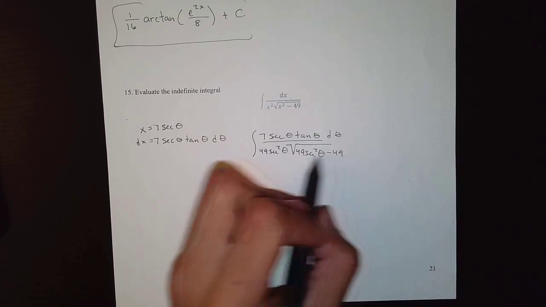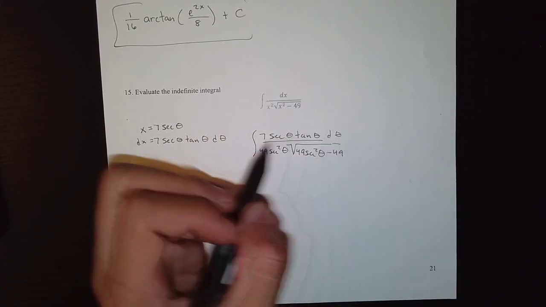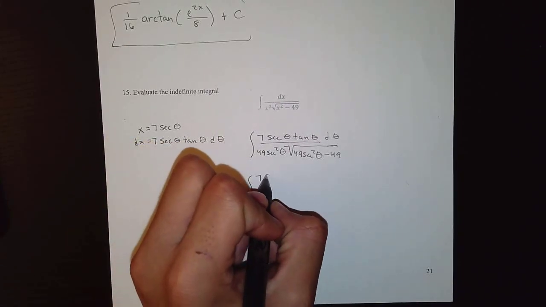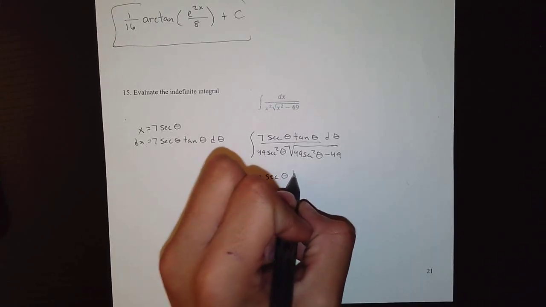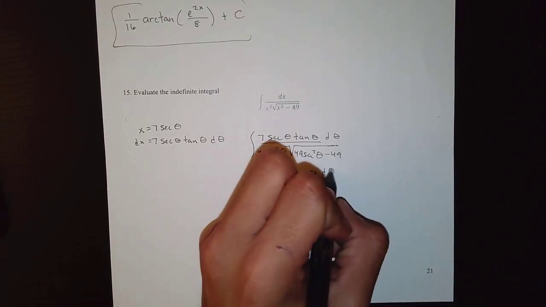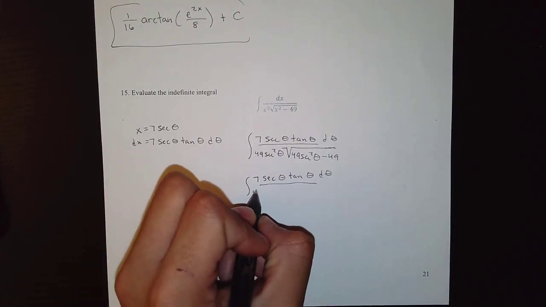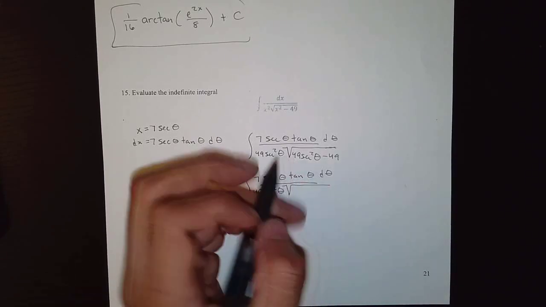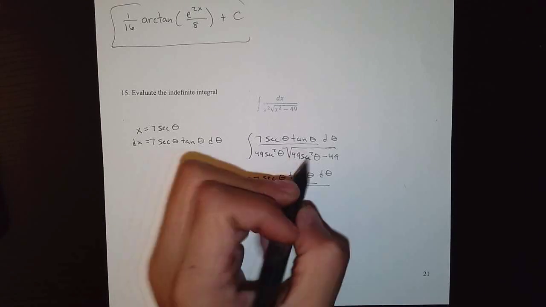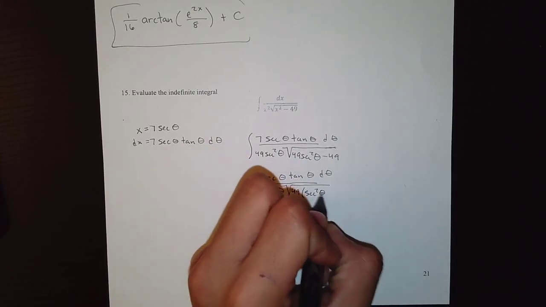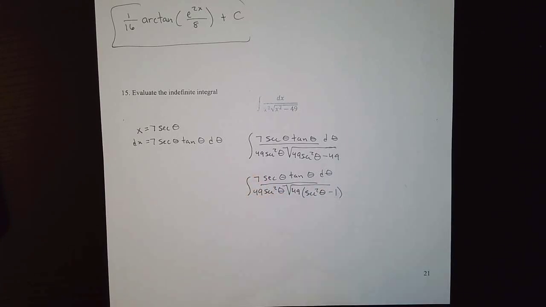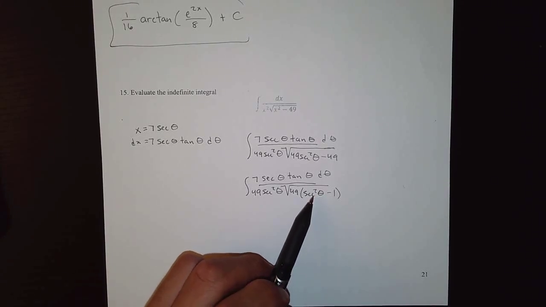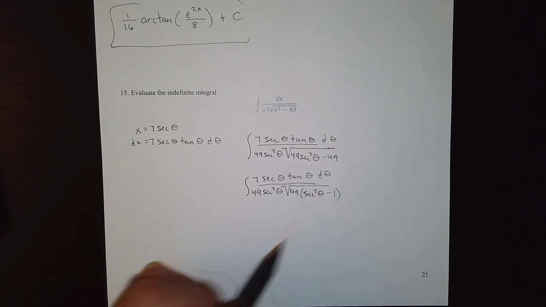And let's factor out a 49 in the square root. So let me just rewrite everything. (49 secant squared theta) times the square root of, we factor out a 49, and so we're just left with secant squared theta minus 1. And now using an identity, we can say that secant squared theta minus 1 is equal to tangent squared theta.